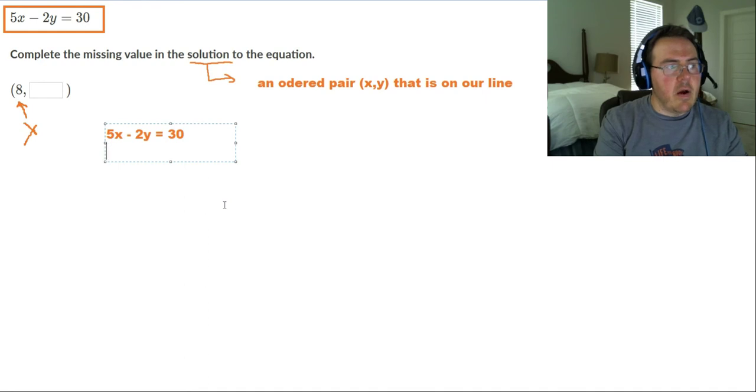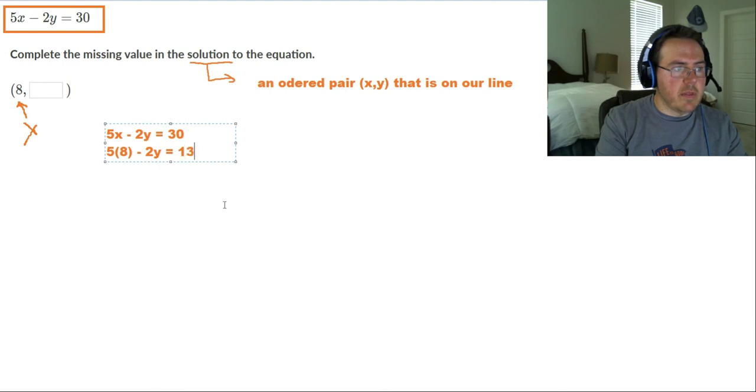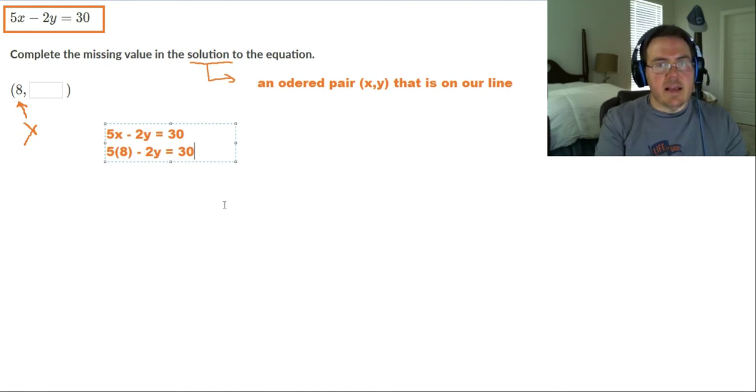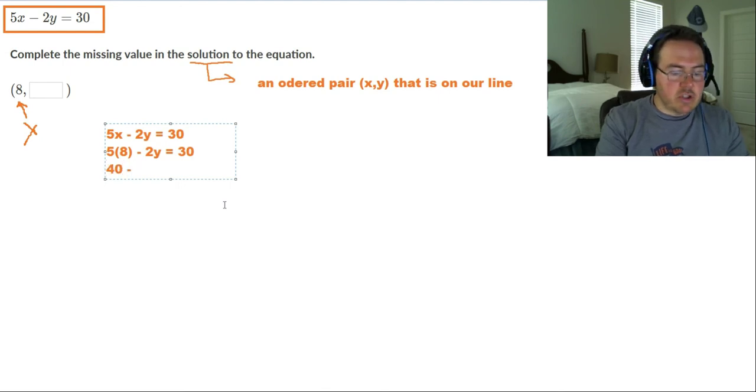Okay, now we're going to substitute in the value they gave us for x. So that'd be 5 times 8 minus 2y equals 30. So all I've done so far, besides this type, is substitute in 8 for the x because they told us that x equals 8. So that means that 40, because 5 times 8 is 40, minus 2y, whatever that is going to be, is equal to 30.